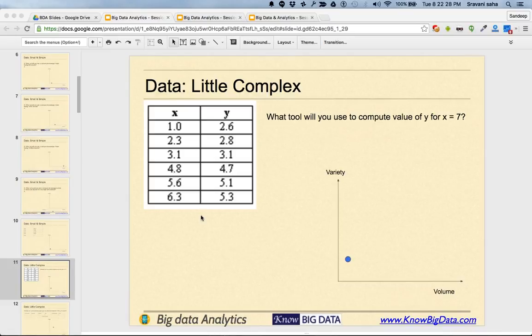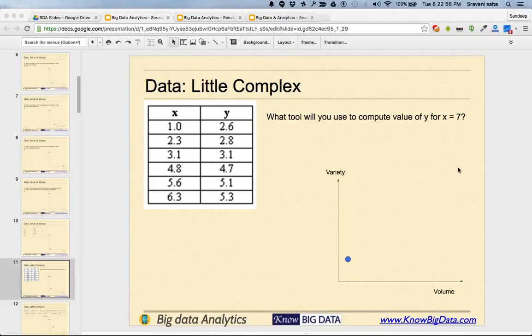So in this, you are given values of x and y, and if x becomes 7, what will be the value of y? Okay. Good. So Sahib says that he will use a graph and Excel. What if there is no straight line that is coming out of this data? You draw it and there is no straight correlation.